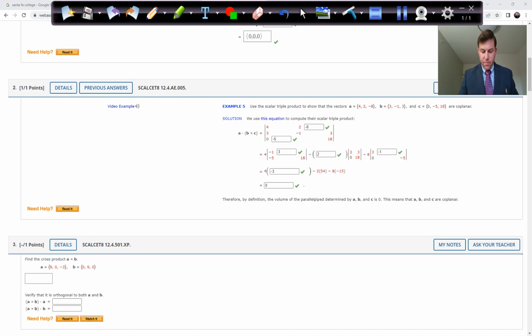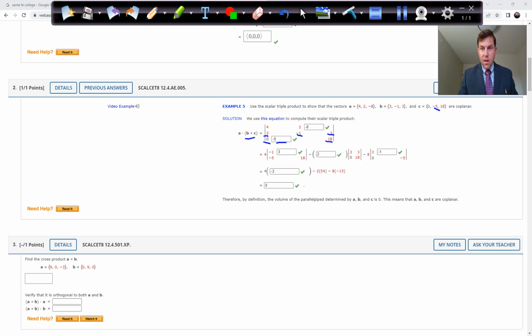Okay, for problem 2, it's mostly fill in the blank. So they give you vector A, vector B, vector C, and they want you to take A dotted with B cross C. So B cross C is going to be vector B, 3 minus 1, 3. So it's 3 minus 1, 3. That's vector B. Cross with C, which is 0 minus 5, 18. So it's 0 minus 5 from right here, and 18 and 18. So that's B cross C, that's this part.